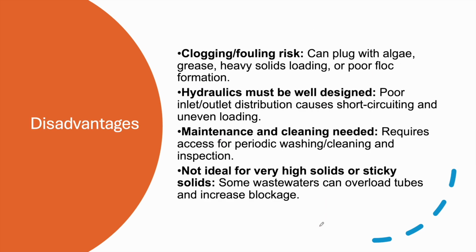Now let's check the disadvantages. Of course, we have clogging and fouling risk. A tube settler can clog with algae. We can have algae growth with time, grease, heavy solids loading, or poor floc formation. Also, hydraulics must be very well designed. Poor inlet-outlet distribution causes short-circuiting and uneven loading. Also, don't forget that the flow must be laminar and not turbulent.